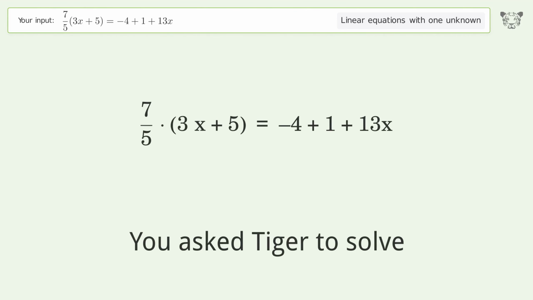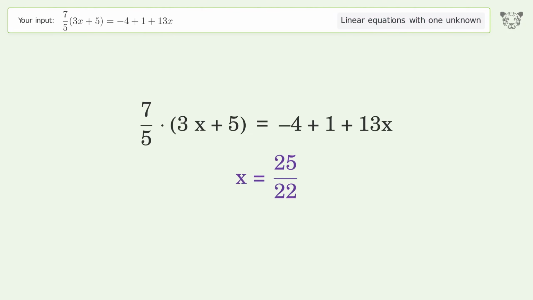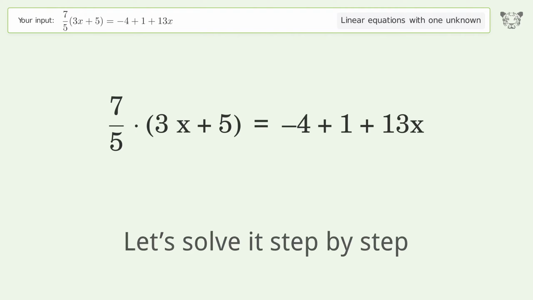You ask Tiger to solve. This deals with linear equations with one unknown. The final result is x equals 25/22. Let's solve it step by step.